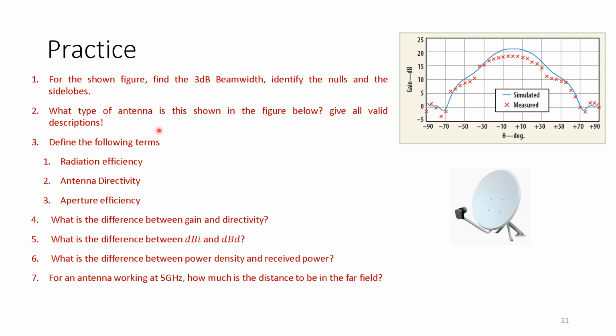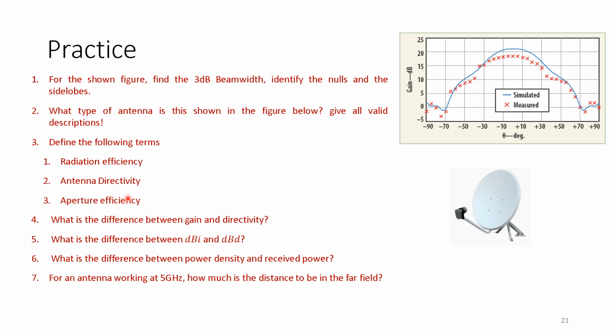What type of antenna is the one shown here in the figure? Give all the description that you know. Is it off axis? Is it Gregorian? Whatever kind of antenna you have, please describe all that you know. And then make sure that you differentiate between radiation efficiency, antenna directivity, and aperture efficiency. These are the three we discussed. What is the difference between gain and directivity?